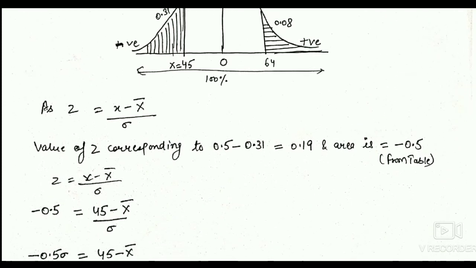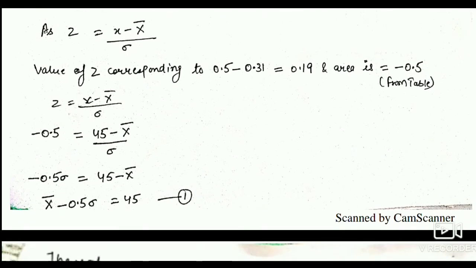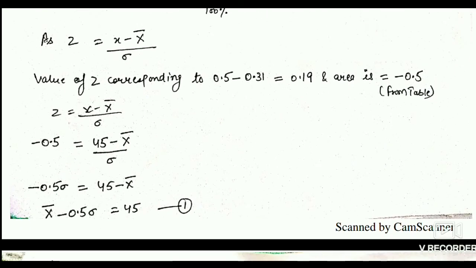Then what we will do, we will use this formula and put the values. Z is equal to x. X is here 45, which is already given in the question, minus x bar upon standard deviation. The standard deviation and x bar we will keep as they are, and then we approach this equation. We get an equation, and let it be equation number 1.